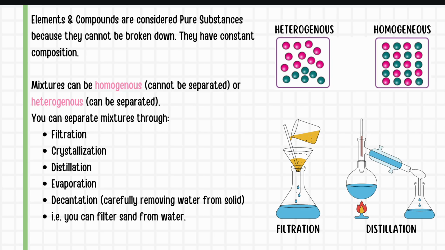You can separate them through filtration by using a filter to separate a liquid from a solid. You can separate through crystallization and distillation. These are two more complicated processes, but they end up separating liquid from solid. You can have your liquid evaporate from your mixture, leaving the solid behind. Or you can manually try to do it yourself by doing decantation, which is when you carefully try to remove the water from the solid, right? An example we like to use is separating sand and water.